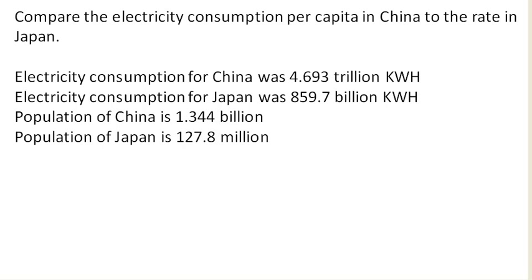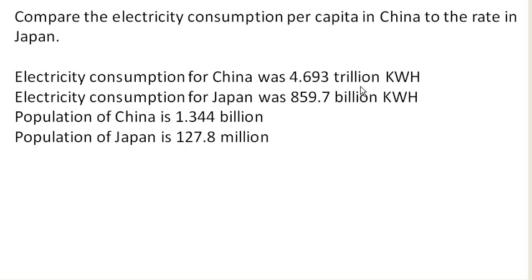But then if we look at population, China's was 1.344 billion. This was, I believe, in 2011. And then the population of Japan was 127.8 million, which is a much smaller quantity as well. So if we're going to compare the rates here, one of the things we're going to have to do is figure out how to deal with these large units. One option here is to actually write the numbers out.